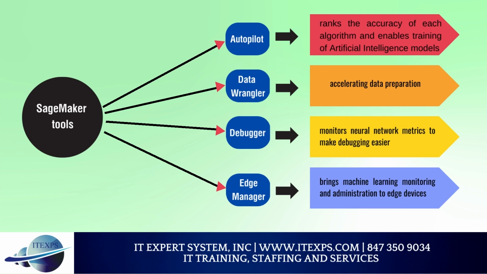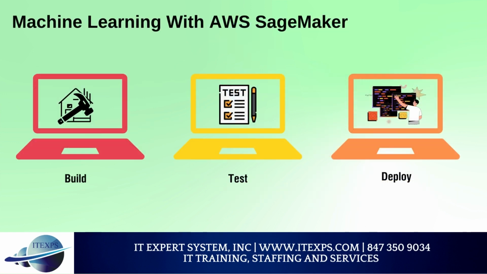The following SageMaker tools are included. Autopilot ranks the accuracy of each algorithm and enables training of artificial intelligence models for specific data sets. Clarify detects possible biases that might distort machine learning models. Data Wrangler is a tool for accelerating data preparation. The Debugger monitors neural network metrics to make debugging easier. Edge Manager brings machine learning monitoring and administration to edge devices. Experiments make it easy to track various machine learning iterations, such as how modifications affect a model's accuracy.